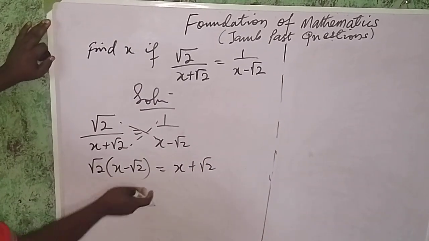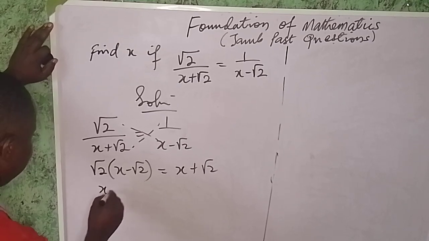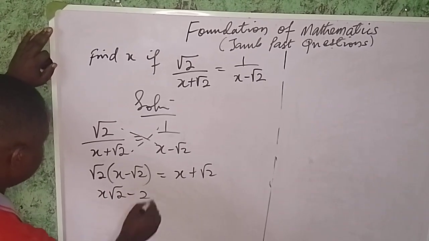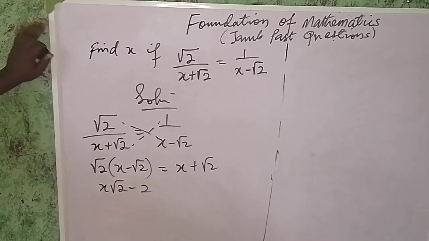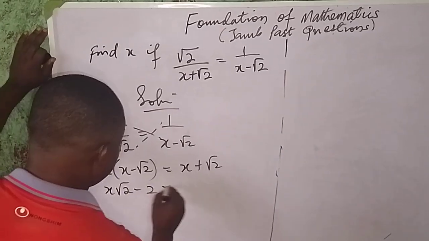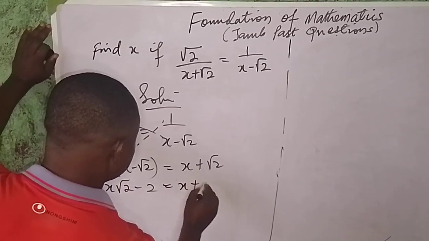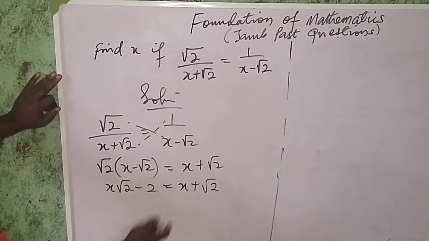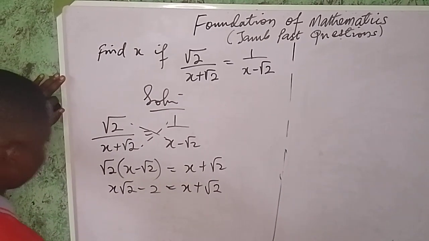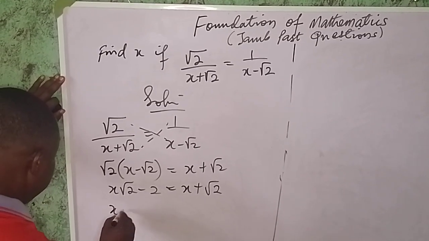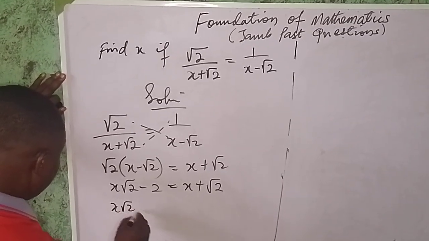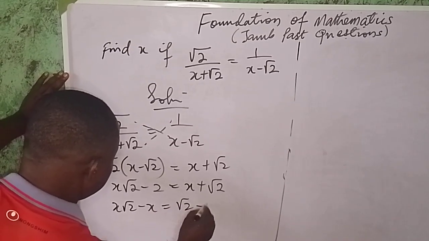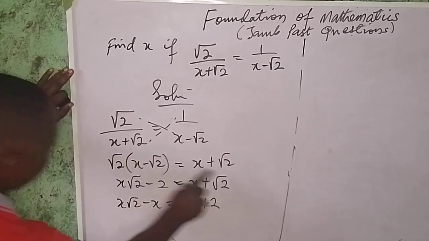Okay, from there let's open this bracket. This times this will give us x square root of 2. This times the square root of 2 times square root of 2 is 2, because that will give us square root of 4, and square root of 4 is 2, equals x plus square root of 2. So from there we collect like terms, anything with x to this side, without x to this side, so that we have x root 2 minus x equals square root of 2 plus 2.